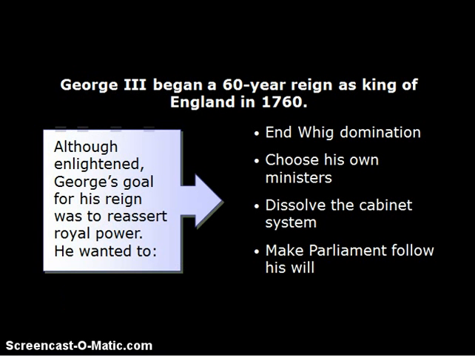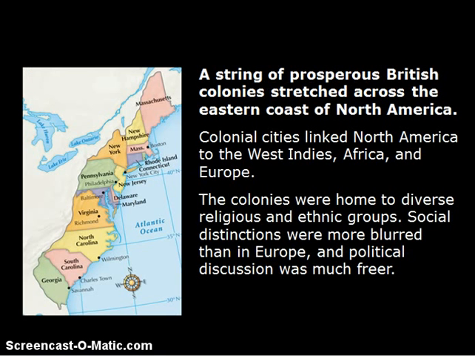George III came to power in 1760, and we talked about enlightened kings. He believed in some of the Enlightenment ideas. However, he was still attempting to hold on and consolidate his own power. One of the things that you see here is he dissolved the cabinet system and attempted to make Parliament subject to him, which is the opposite of the way England had been operating since the Glorious Revolution.